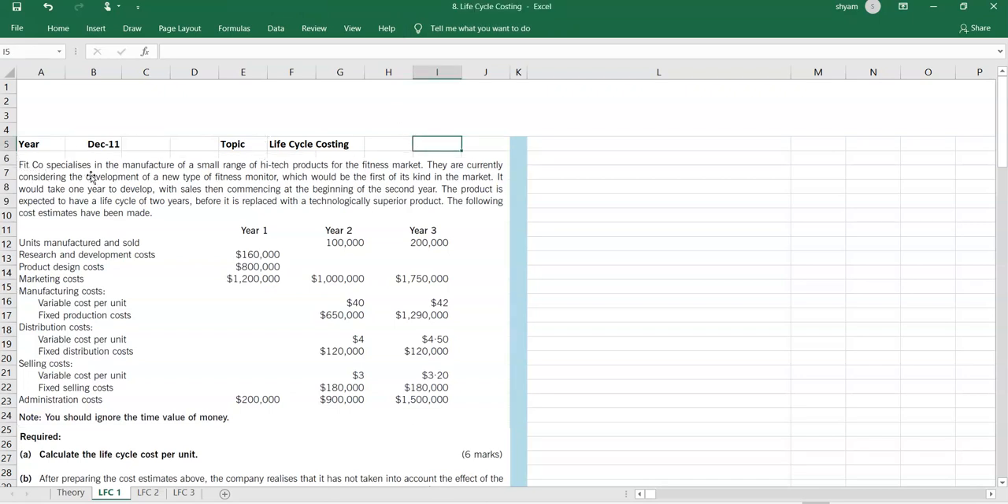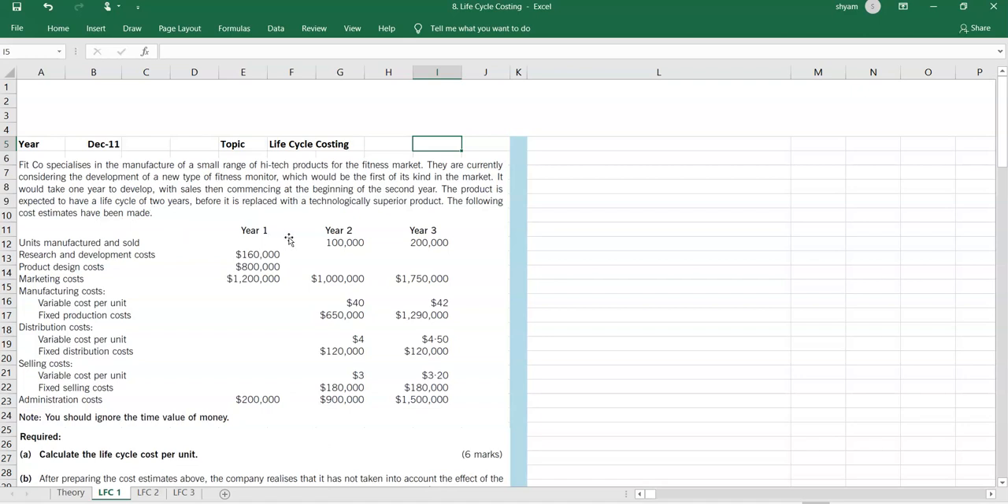So Fitco specializes in manufacture of a small range of high-tech products for the fitness market. They are currently considering the development of new type of fitness monitor, which would be the first of its kind in the market. It would take 1 year to develop, with sales then commencing at the beginning of the second year. The product is expected to have a life cycle of 2 years before it is replaced with a technologically superior product. The following cost estimates have been made.